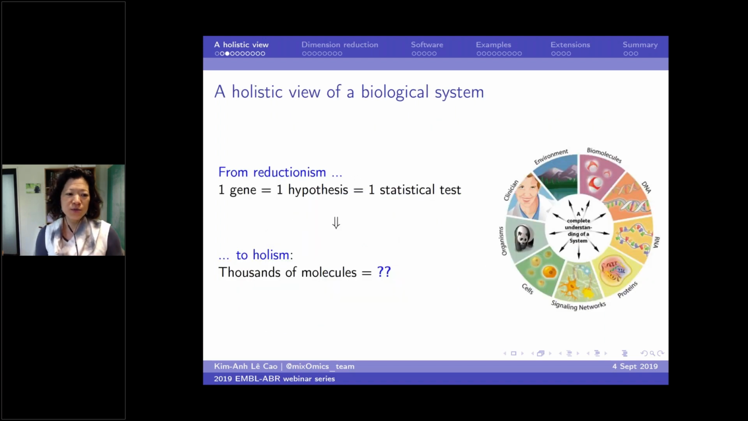So we have evolved in past years. We have made tremendous advances in technologies, and that means that we have shifted the view of how we see a biological system. We went from a reductionist type of approach where we looked at one gene, we would do an experiment on one gene and then perform a statistical test on that gene, to a holistic approach where we can measure thousands of molecules at once. And the question about which molecule we should focus on is not very clear. And so this is where the challenges come from in systems biology.